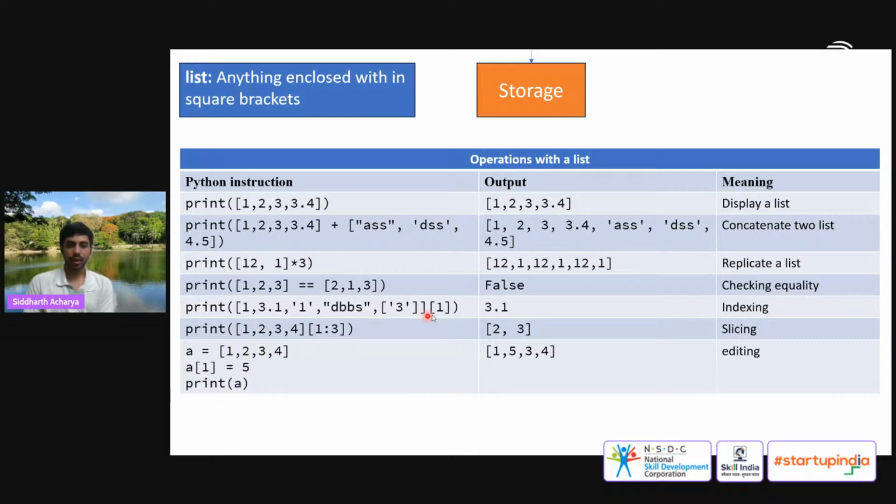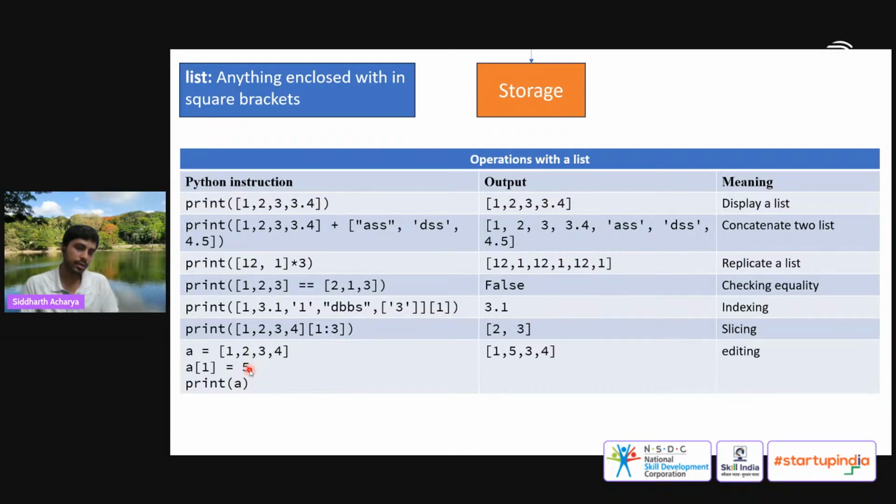We can do indexing. We just saw how we can do indexing. We can access an element of a particular index. We can also do slicing. We can access a sub list of the parent list. Please remember here it accesses the elements present at 1 and 2, not 3. 3 is ignored. And the final thing is we can also edit it. So a list also supports editing a particular element.